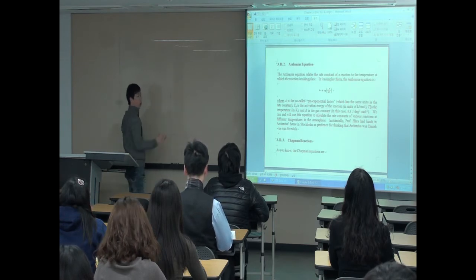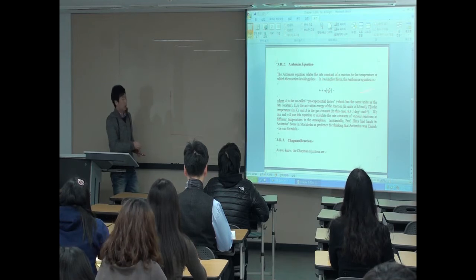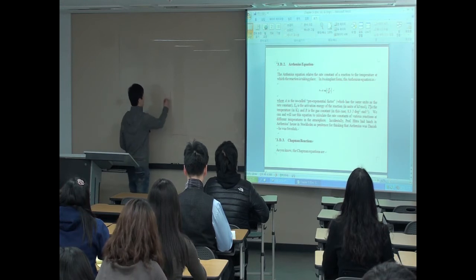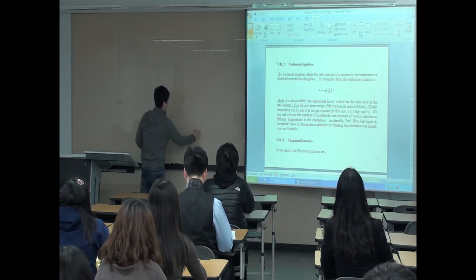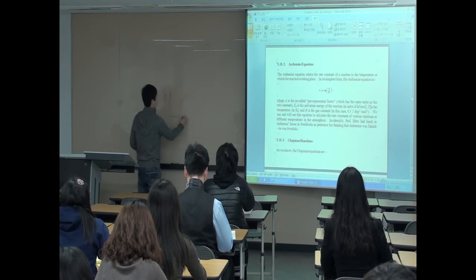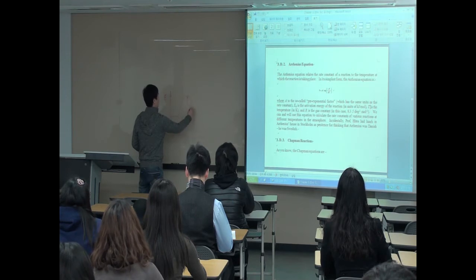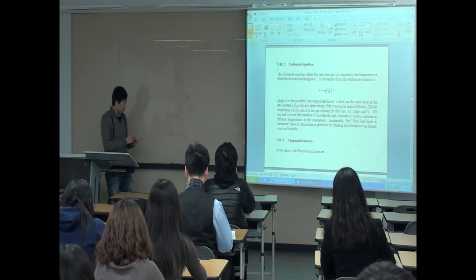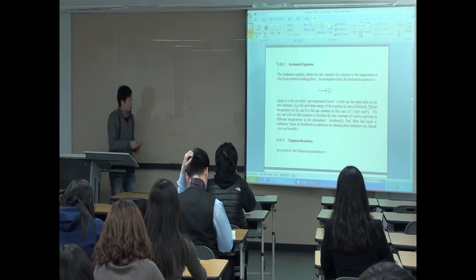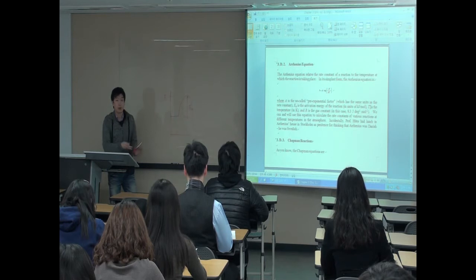So in the equation, the activation energy is very important. Activation energy is the Ea, the energy barrier of the chemical reaction like this. This is the activation energy. And also the temperature is a very important term.